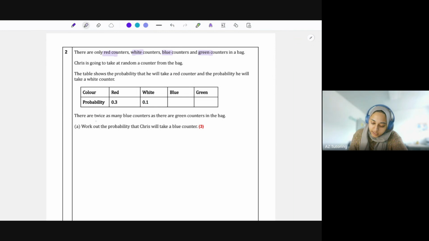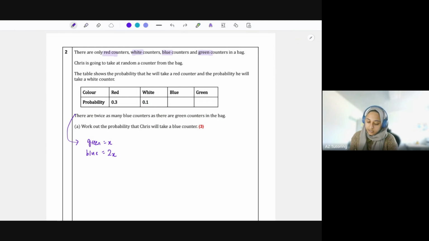It says there are twice as many blue counters as there are green counters. To evaluate that as a ratio, I could say green is X and therefore blue, because it's twice the amount, is 2X. Work out the probability that Chris will take a blue counter.